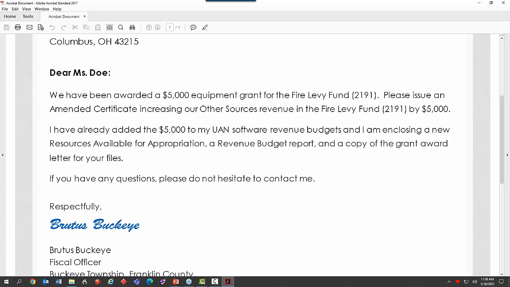And this next paragraph could go both ways. Some counties want you to put in the supplemental revenue budget and send them the reports to show what the new numbers will be, and other counties just want you to request it and send like the award letter proving what it is, and when you get the amended certificate back, you put in the budget. So I'm just showing one example. It doesn't mean that's the way your county wants.